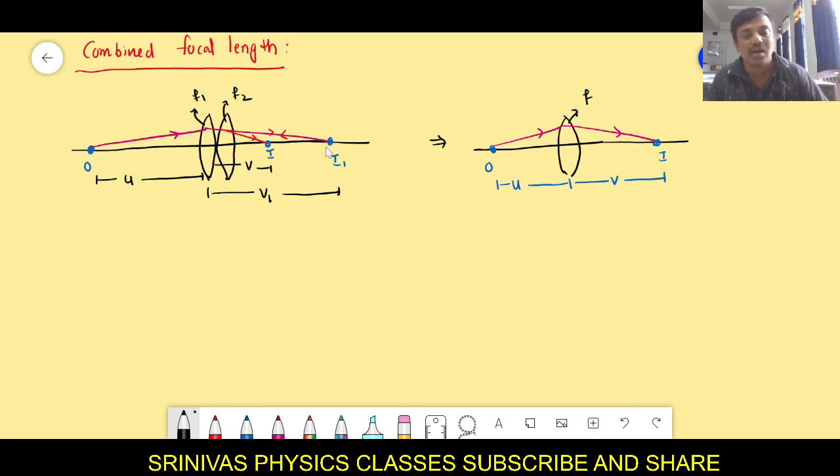What is I1? I1 is the image formed by the first lens. There are two lenses: O acts as the object for the first lens. The first lens forms some image, that is I1, and I1 acts as the object for the second lens. Then the second lens forms the final image, that is I. Let us see, in the case of the first lens, what is the thin lens formula?